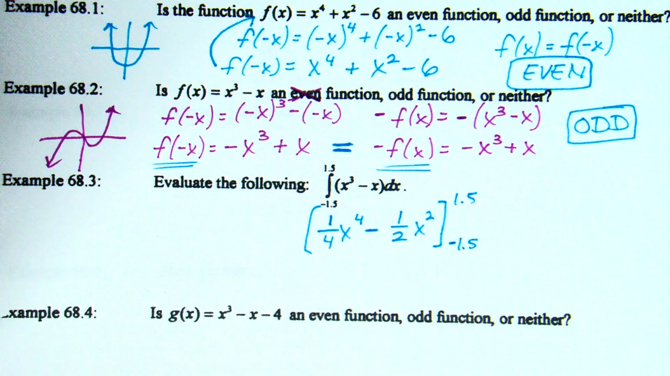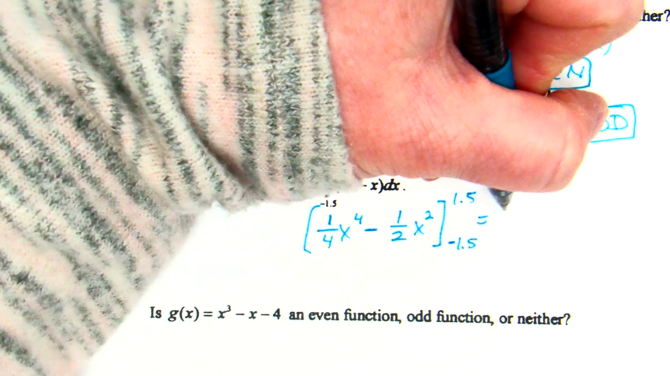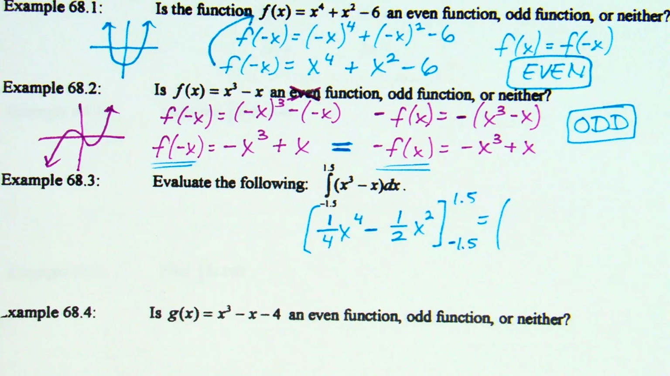Okay. Evaluating from negative 1.5 to positive 1.5. So, write this out with me. I'm going to argue that we don't need to pick up the calculator to do this here in a moment after we write it out.